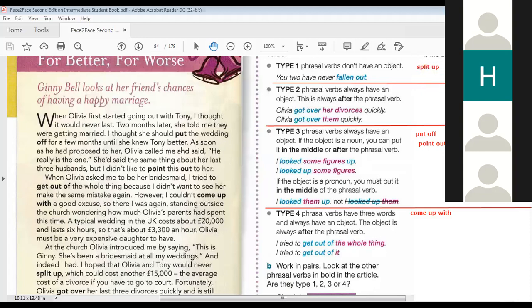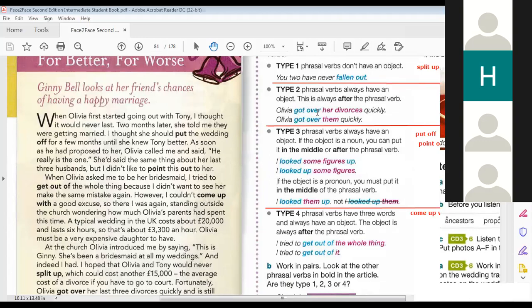All right. Then we have to get over. Get over is answered in the example here. It's type 2. Get over her divorce. Get over them. So get over is type 2. It's in the example. Okay, let's move a little bit and check.